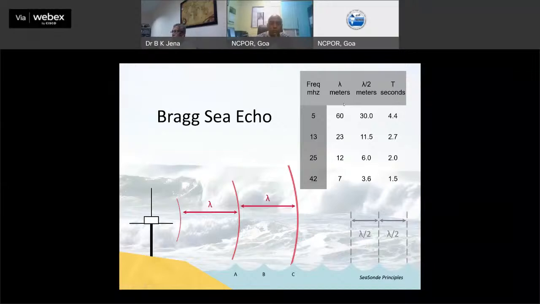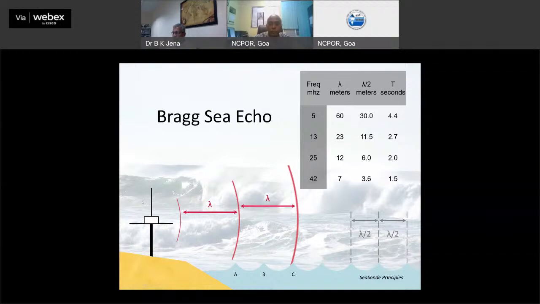And this is the wavelength. If you estimate, it is around 60 meter, 23 meter, 12 meter, and 7 meter. Based on that, your wavelength lambda by 2, which is the reflected signal due to Bragg scattering, is 30, 11, and so on. This is the known frequency. And our time period is 4.4 seconds, 2.7, and 1.5 seconds.